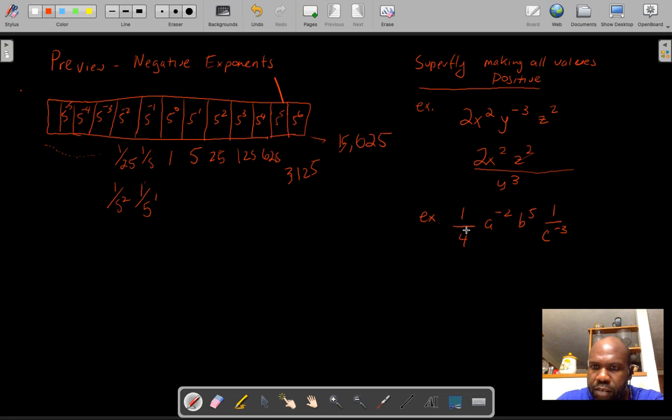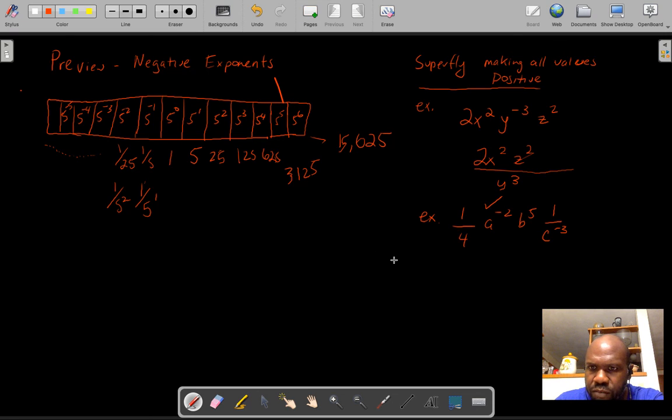All right, same thing here. We have 1/4, a to the negative 2, b to the fifth, c to the fifth, 1 over c to the negative 3. The question is, we have 1 over c to the negative 3. What are we going to do with that? That's already over 1, so we'll take care of the rest of this and talk about that at the end. This right here is the one we're going to flip, or find the reciprocal for. So let's redo that one.